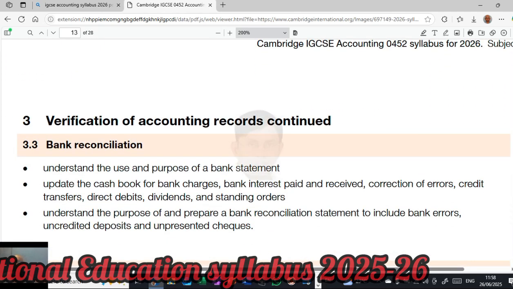Verification of accounting records continues with bank reconciliation: understand the use and purpose of bank statements, update the cash book for bank charges and bank interest paid or received, correction of errors, bank reconciliation. Understand the purpose and prepare the bank reconciliation statement, including bank errors, all those things.